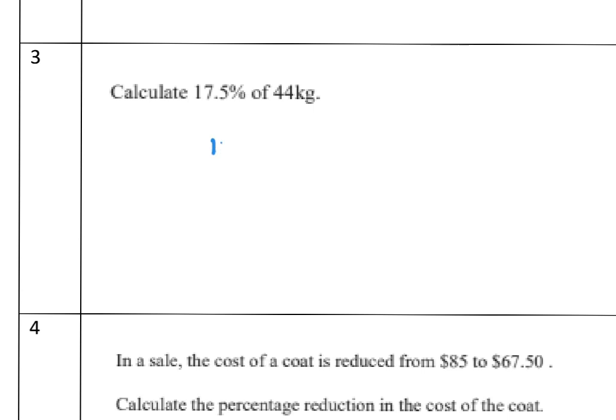Number 3, calculate 17.5% of 44 kg. So 17.5 over 100 multiply by 44 equals 7.7 kilogram.